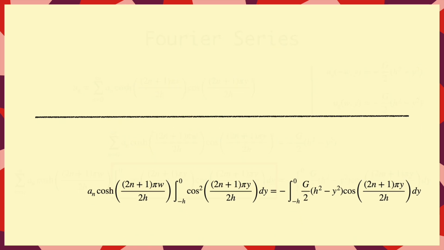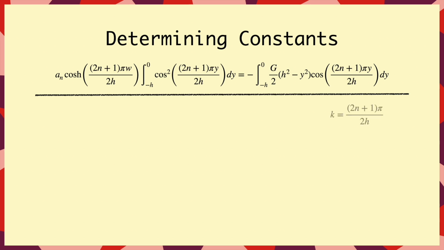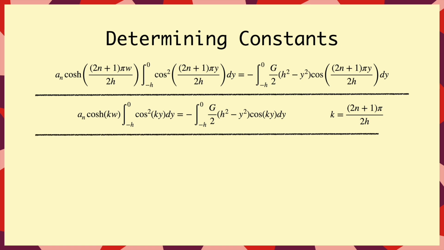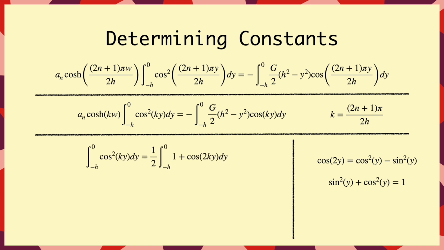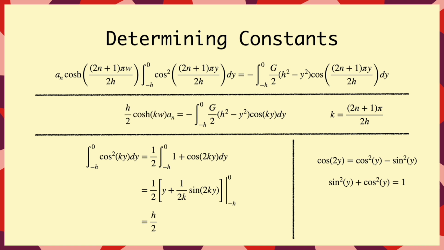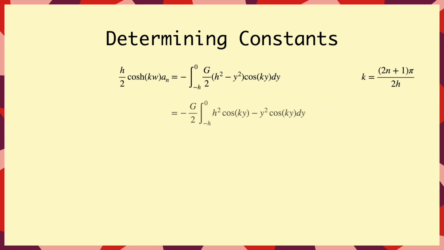So firstly, I'm just going to introduce a variable k, so we can tidy the equation up a bit and make the algebra nicer. Then we'll start with the left-hand side, which is the simpler of the two. And I think the easiest approach is to use the double angle formula and the fact that sine squared plus cos squared equals 1 to write it like this. Then integrating and evaluating gives us h over 2. So we can substitute that back in. And now let's shift our attention to the right-hand side, which won't be quite so simple.